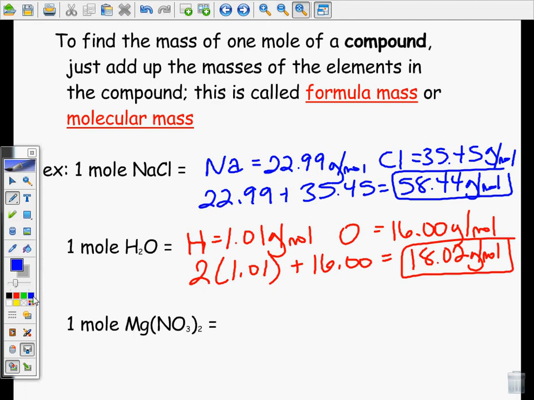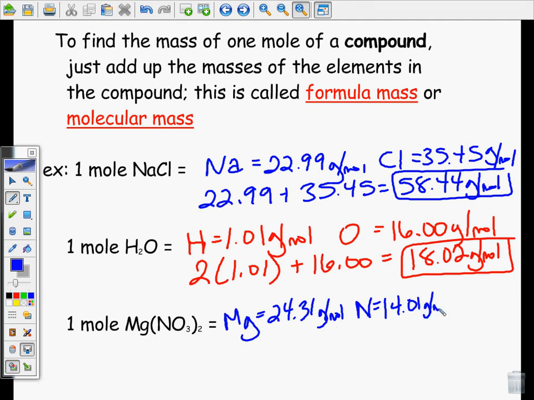How many nitrogens do we have? 2. And then you multiply. How many oxygens? 6. So let's do each element separately first. What's the mass of a mole of magnesium? Periodic table. Alkaline earth metal. 24.31. What about nitrogen?